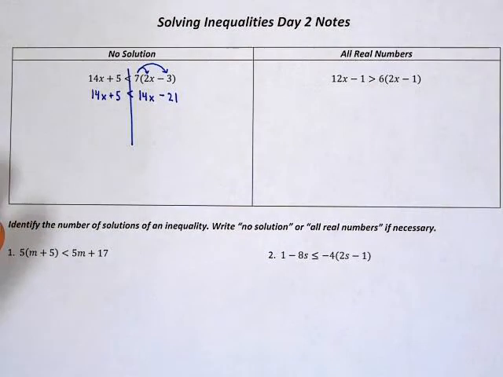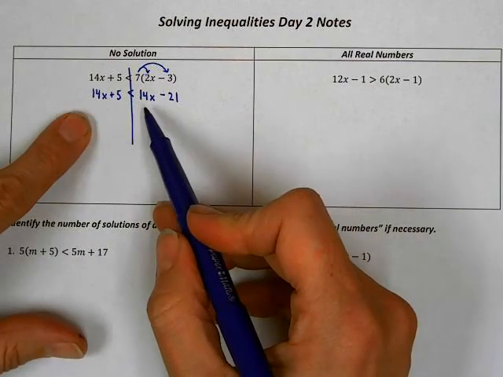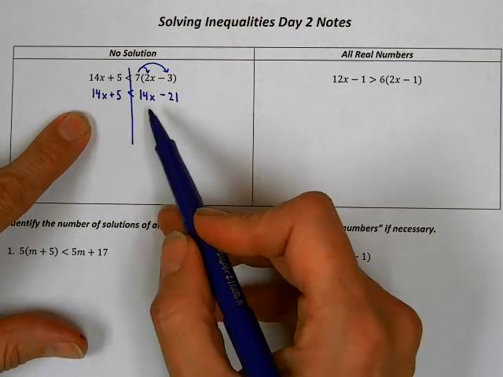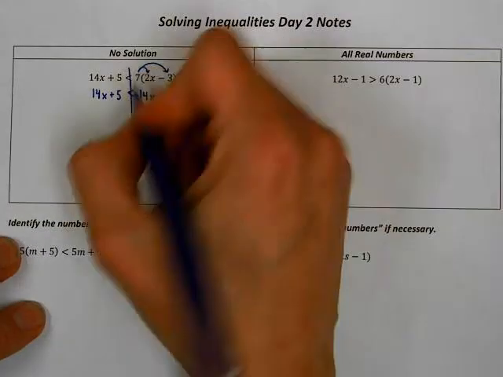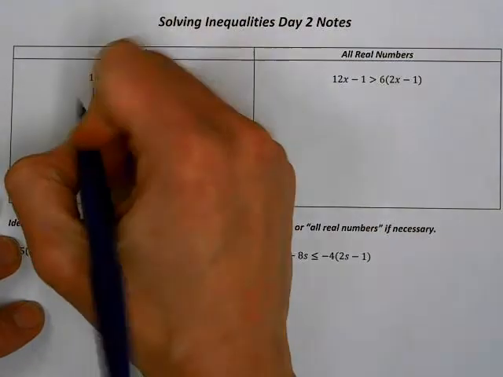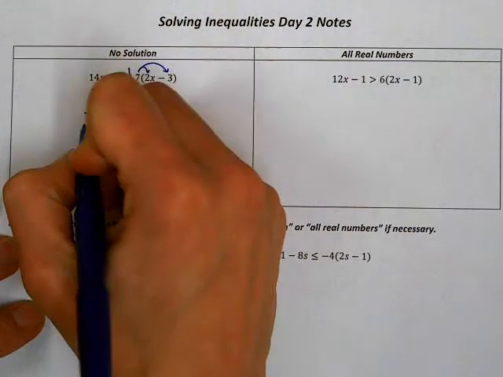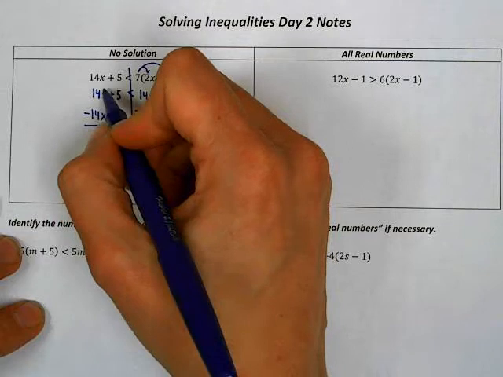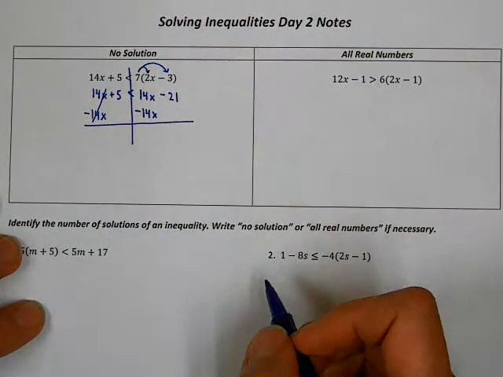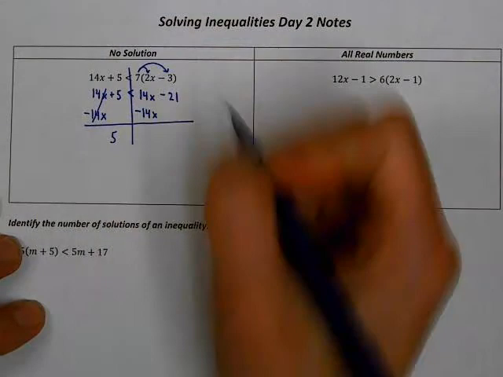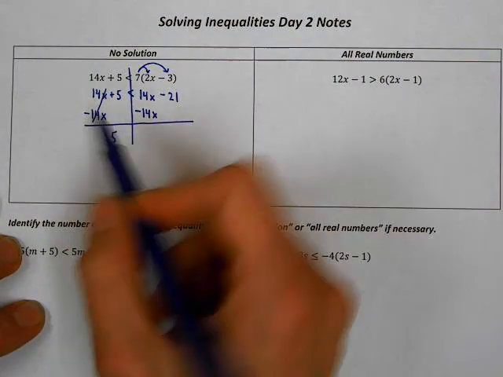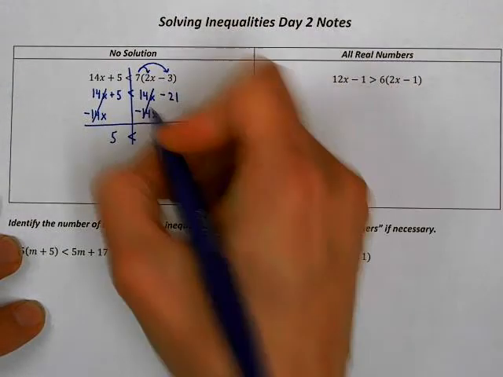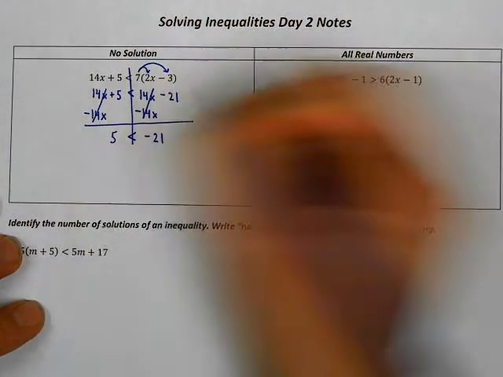Now my parentheses are gone, but I notice I have variables on both sides. I like to move my variables over to the left side, so I'm going to move this over by subtracting 14x from both sides. When I do that, 14 minus 14 gives me 0. I have 0 x's, so they cancel out, and I'm left with 5. All I did was subtract here, so I haven't changed my symbol. Here, my x's cancel out as well, and I have a negative 21.